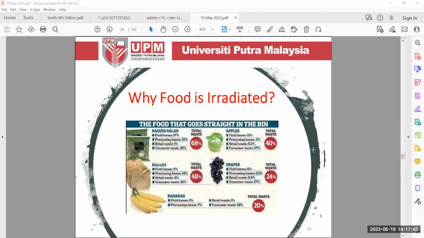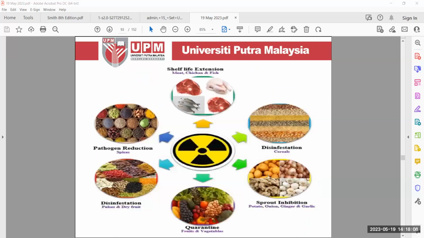Okay, so why is food irradiated? Mainly because of the food waste that we are facing. If you take a look at agricultural food products, talking about bagged salads, the total food waste is about 70%. Bakery food products about 50%. Bananas alone about 20%. Apples about 40%, and grapes about 24%.